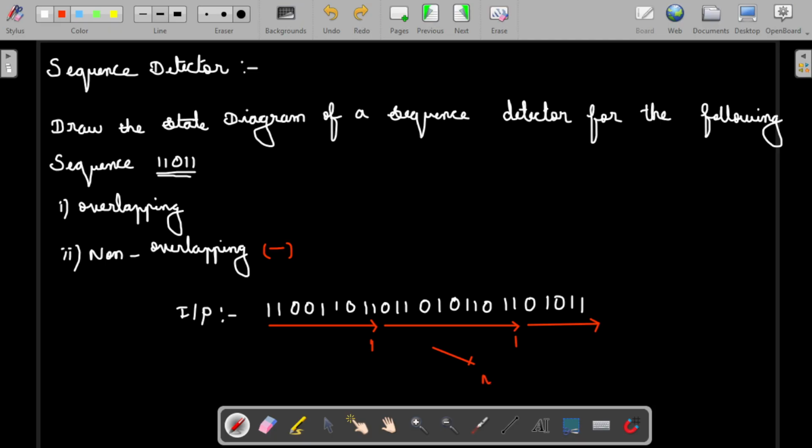So this is non-overlapping. Are you guys able to understand, right? The reason we mention output 1 is that at that particular time the continuous input sequence given here will be detected.